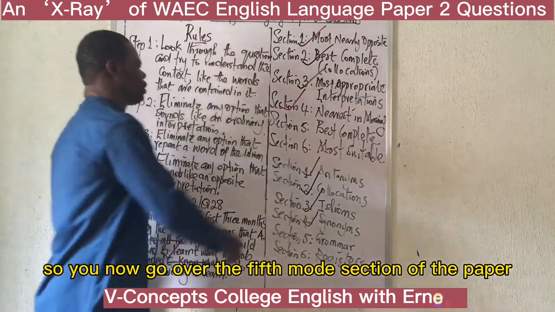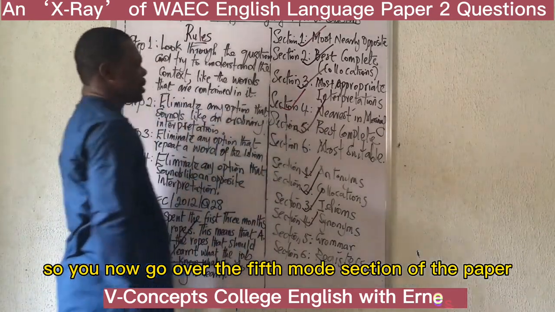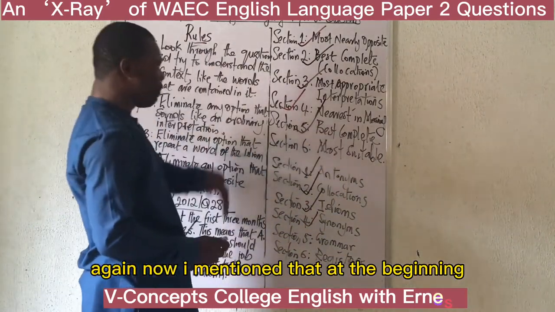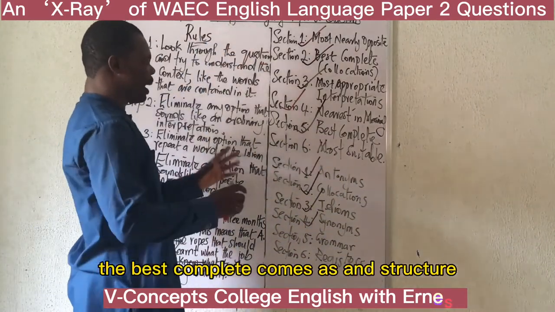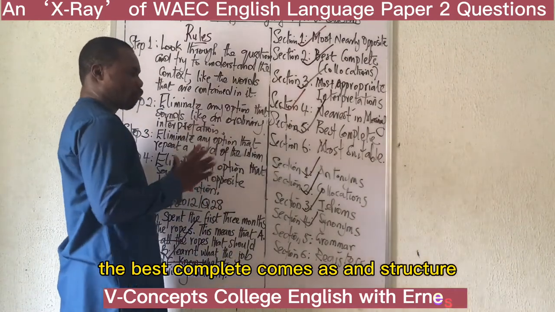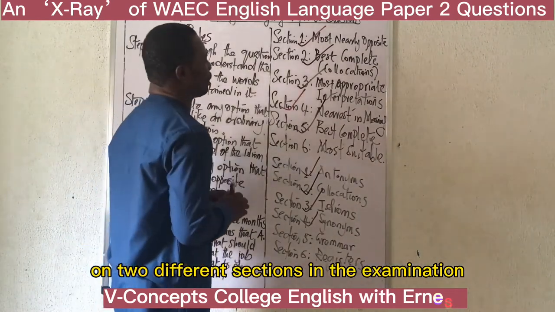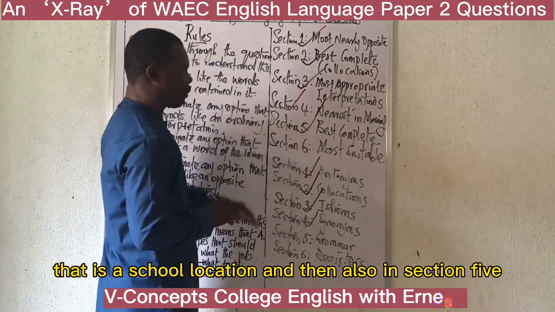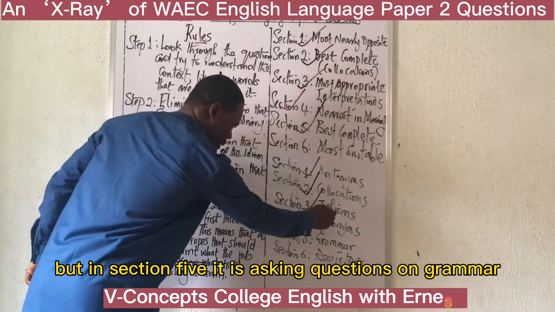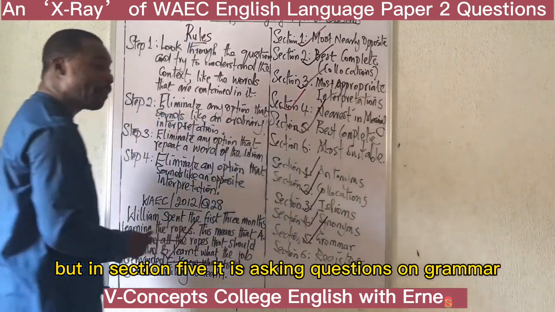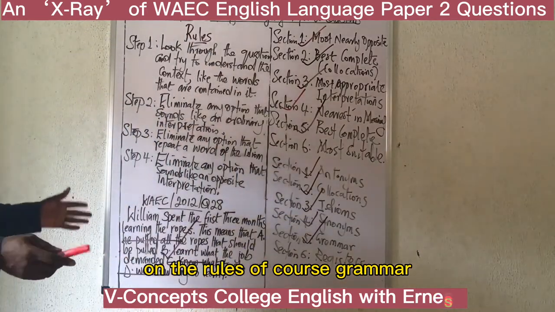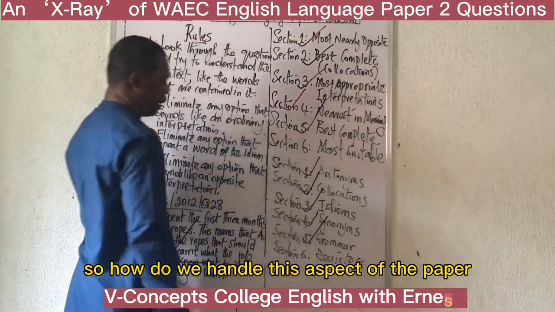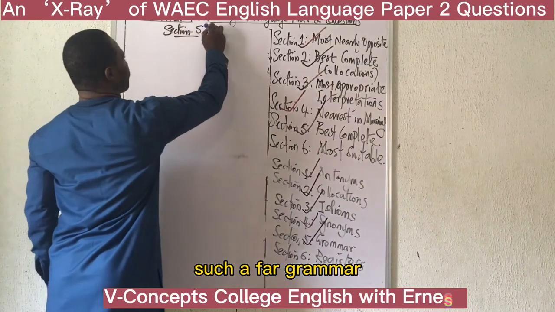So you now go over to the fifth section of the paper, which is best complaint again. Now I mentioned at the beginning that best complaint comes as an instruction in two different sections in the examination, that is, as collocation and then also in section 5. But in section 5, it is asking questions on grammar, on the rules of grammar. So, how do we handle this aspect of the paper? Section 5, grammar.